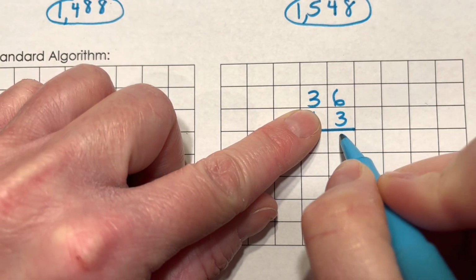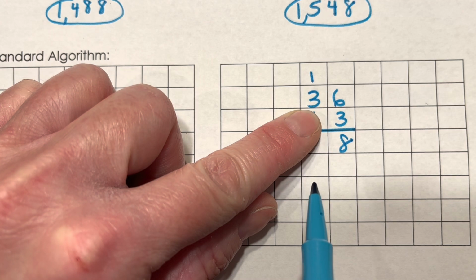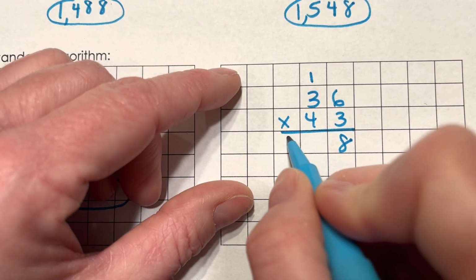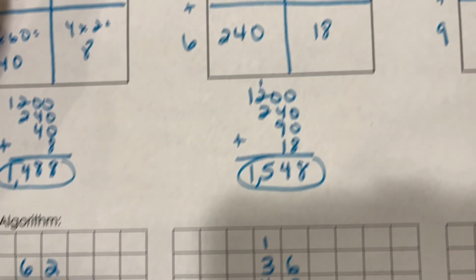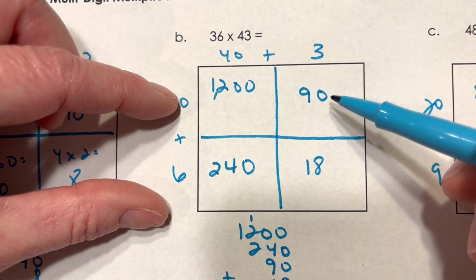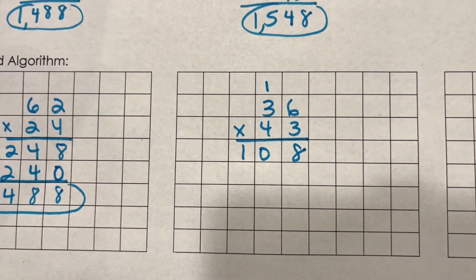So I can put my 8, but I need to carry my 1 because I still have another digit over here, right? And 3 times 3 is 9, plus that 1 is 10. So we get 108. And right here, when I did my 36 times 3, we did get 90 and 18, which is 108. So far, so good.